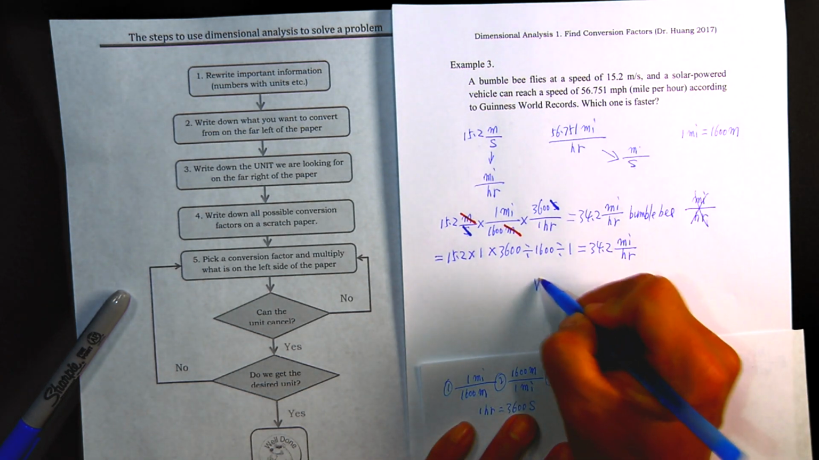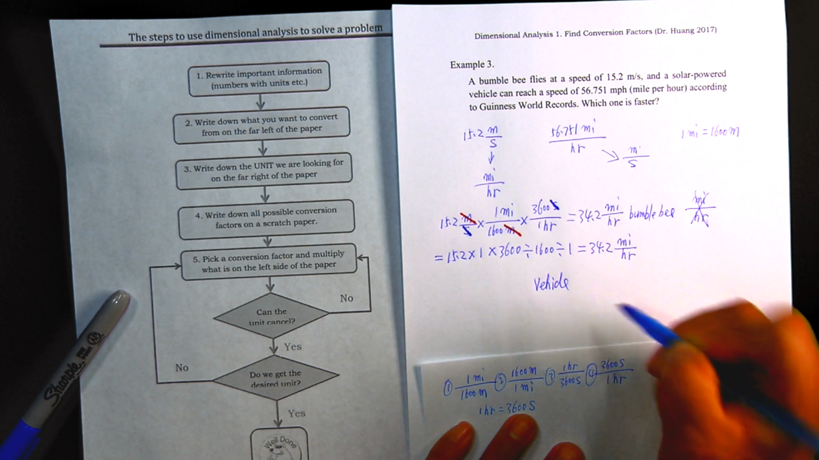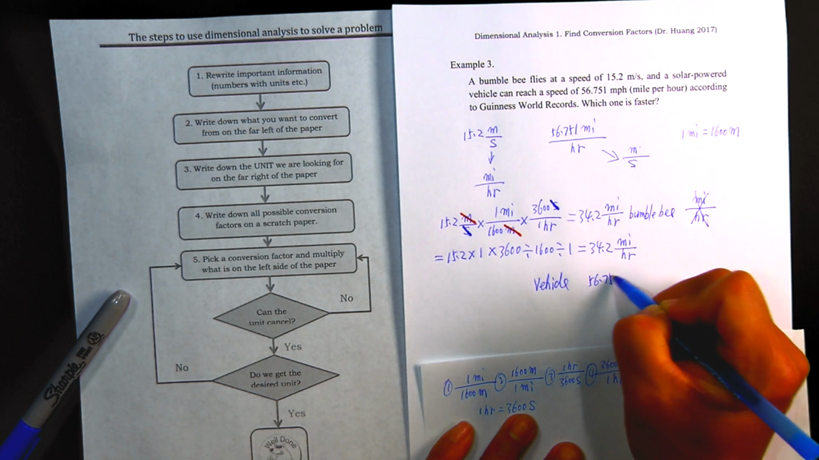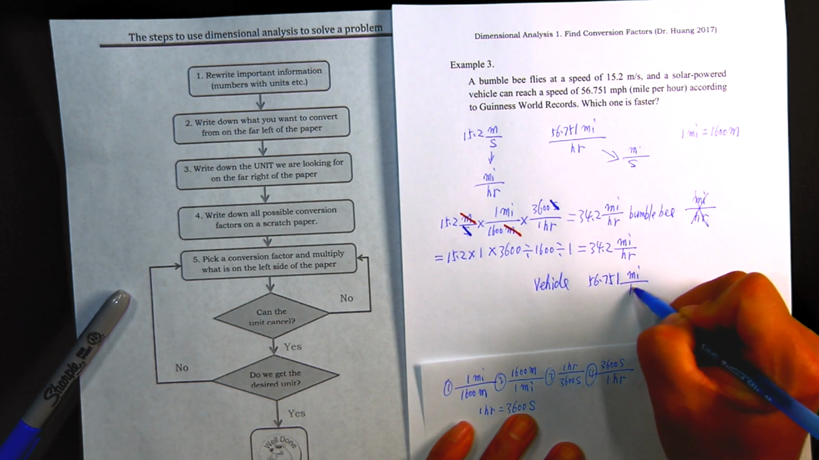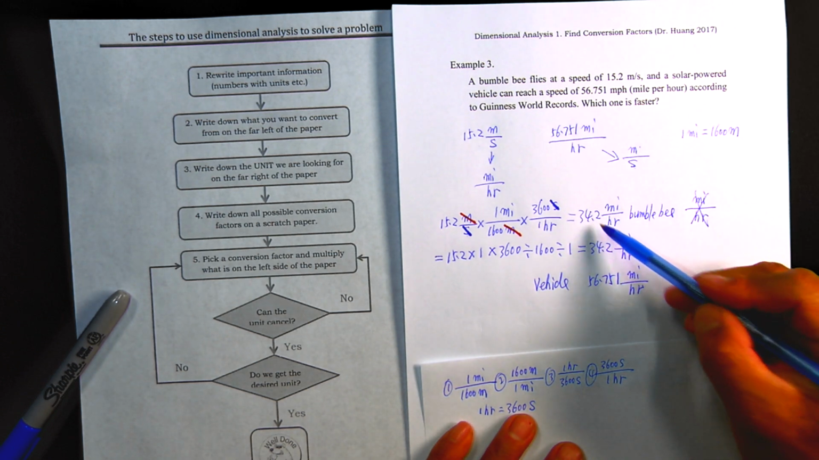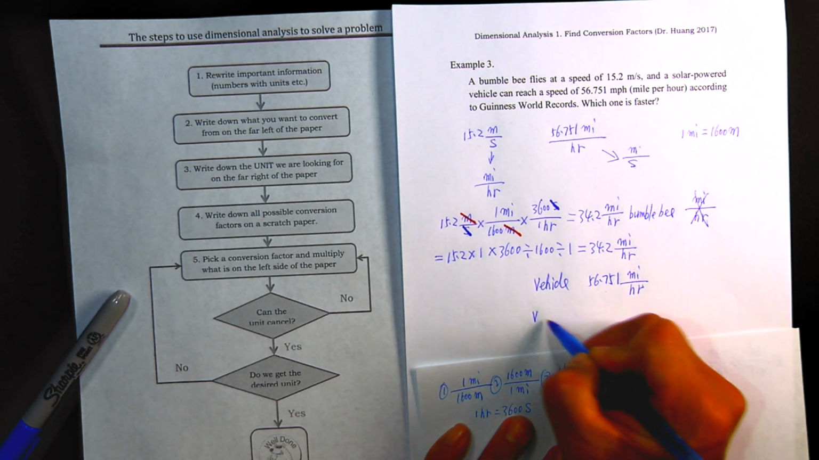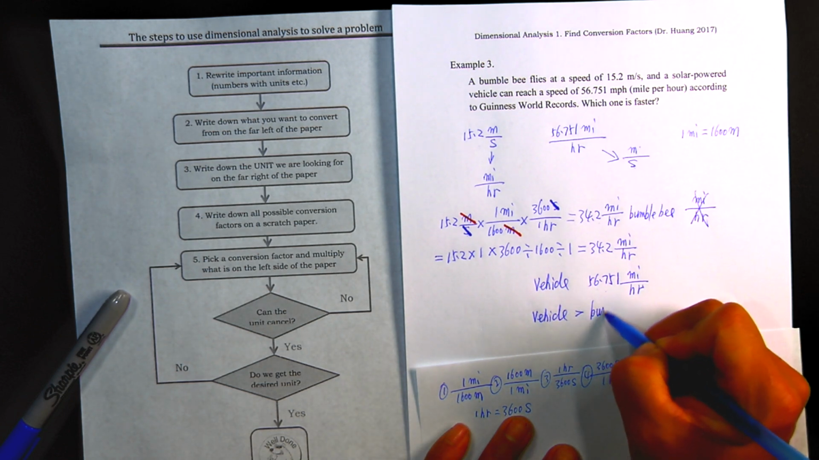The speed of the vehicle is 56.751 mile per hour. Compare this to the bumblebee, the vehicle is faster. Put down your answer. Vehicle is faster than the bumblebee.